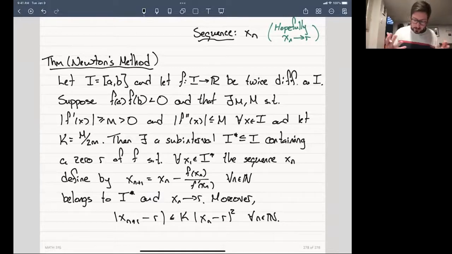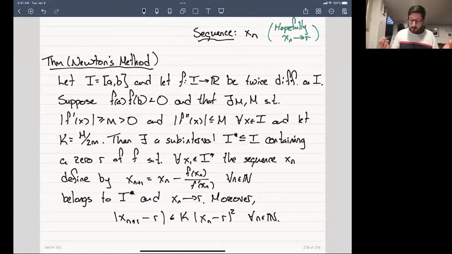Okay, so that's a lot to digest, right? Half of that is just giving you the assumptions here. But then what does this actually say? It says that there is a whole subinterval inside of your original interval that if you pick initial guesses from, you are going to guarantee that you converge to the root. In particular, that root is unique, right? We're going to prove that right off the bat.